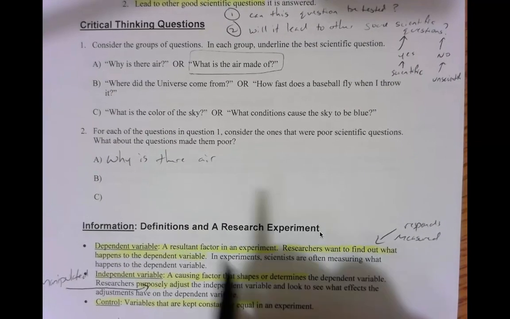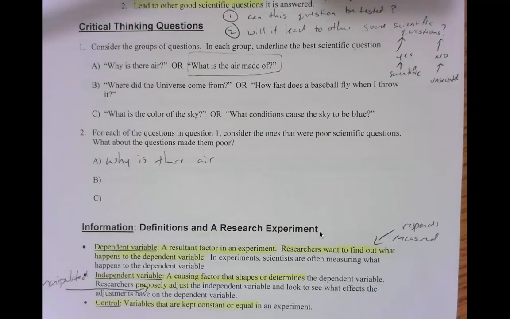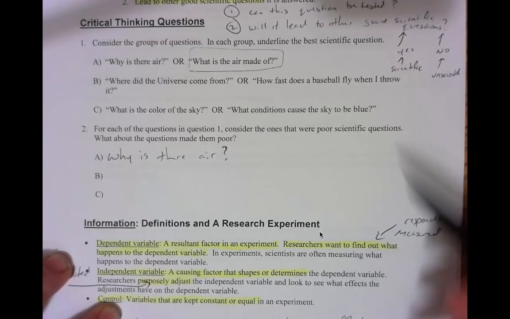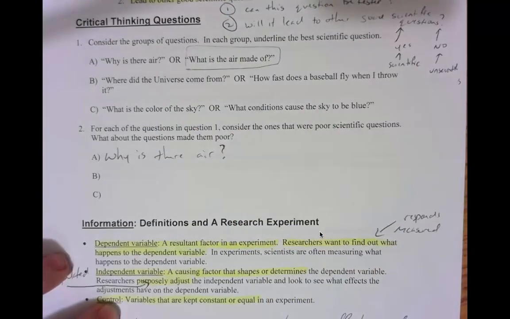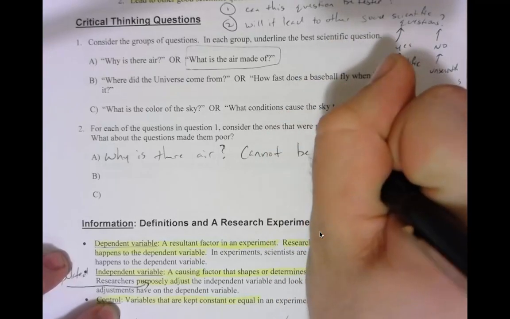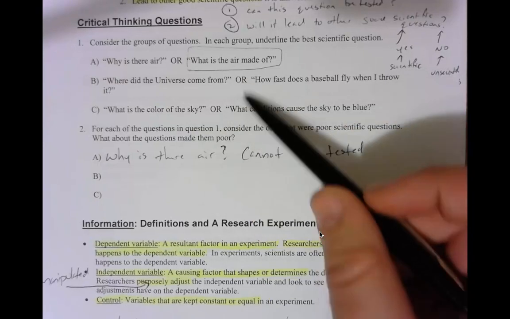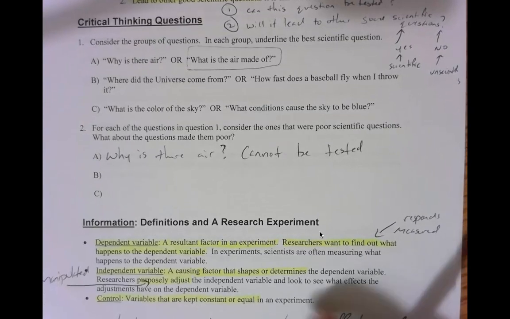Question 2 is a carry-on from question 1. We need to look at the unscientific questions and say what about them made them unscientific. So remember from A, why is there air? That is the unscientific question. Remember, this is unscientific because we can't test it. There's no experiment, no test that we can run to say why is there air. So we know that it's bad because it cannot be tested. Then do the same thing for B and C. Whichever ones you found are unscientific, just give a short explanation of why.